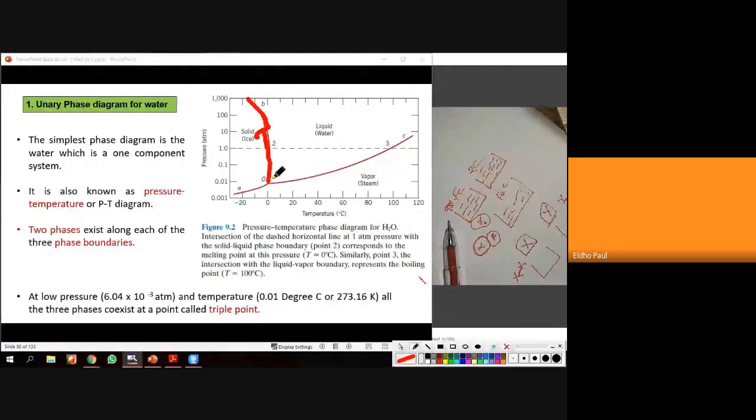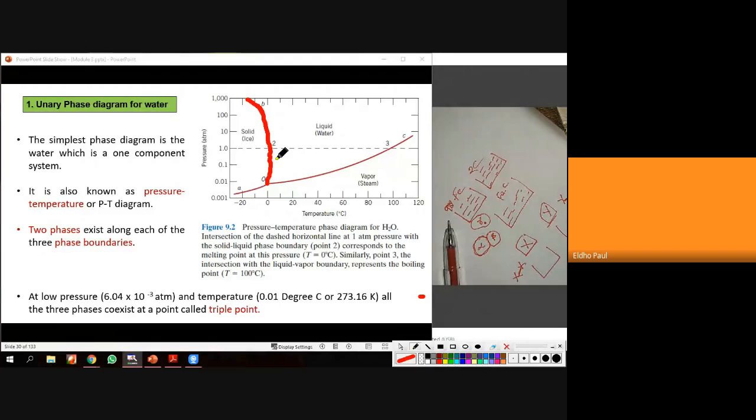It's called the solidus line. This line is called the solidus line, which separates the solid region from the liquid region. By drawing this, we can actually conduct the experiment with ice and water.